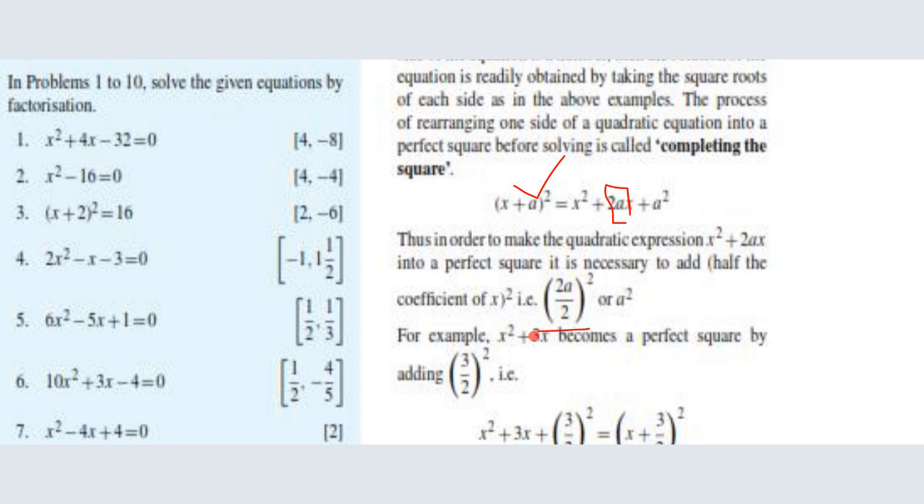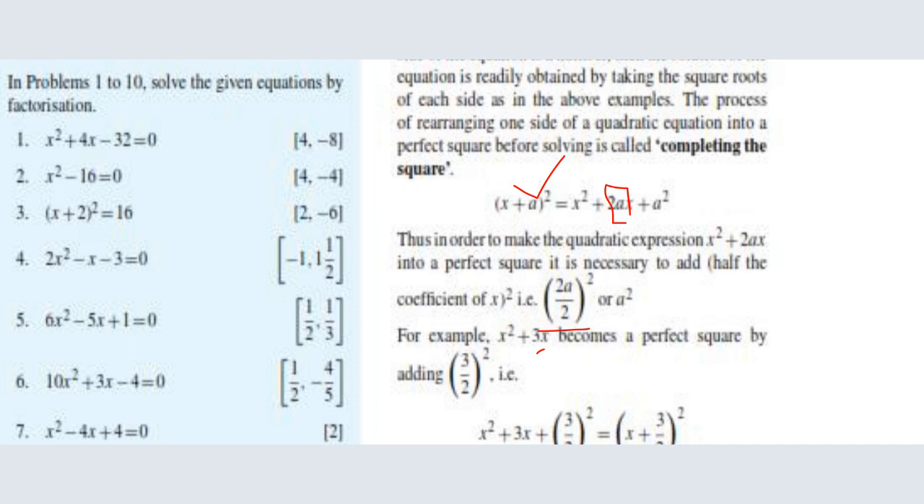Another example is also given here. Half the coefficient of x, then you add to both sides, and then we say you've obtained what we call a perfect square. So that's the original rule, the foundation of the completing square method.